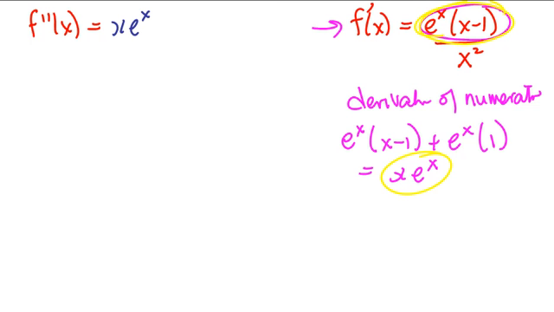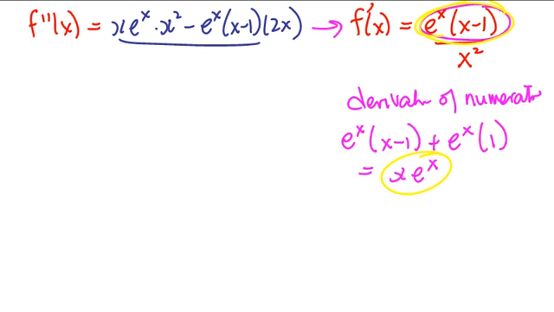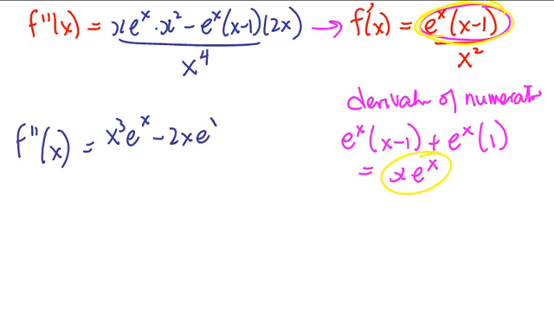It's x e to the x times the bottom minus the top times the derivative of the bottom, divided by the bottom squared. So simplifying this a little bit, it's x cubed e to the x minus 2x e to the x, and the x minus 1, over x to the fourth.